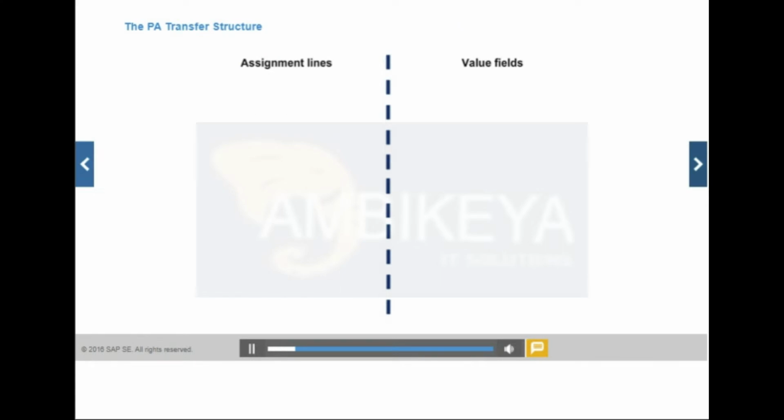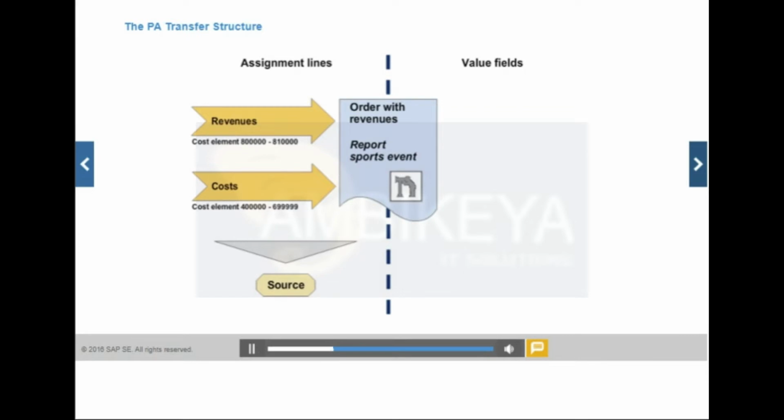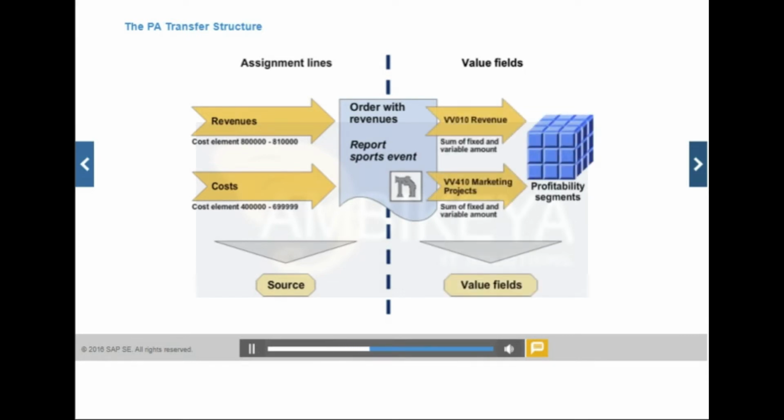The concept of the PA transfer structure is similar to the concept of the allocation structure. The input side consists of cost element intervals. The settlement side connects the cost element intervals with the value fields in COPA. This is particularly important if you have orders with revenues and want to settle them to COPA by using costing-based profitability analysis.